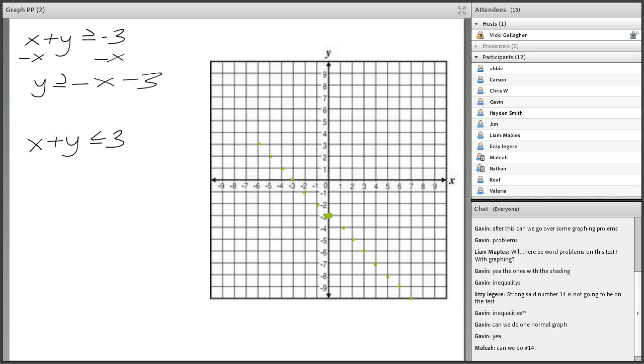And then on the shading problems, you need to remember to check and see if it's a solid line or a dotted line. I didn't really talk about that on the previous problem. But if it's got the "or equal to" down here, it's a solid line. Okay, we're going to see how this works.